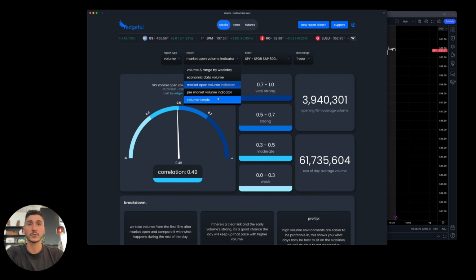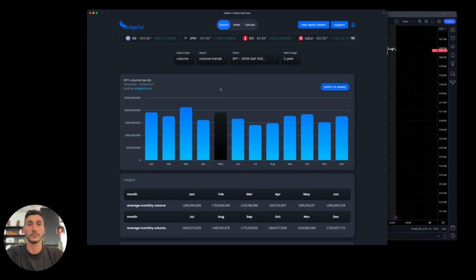The last one that I'm going to show you here is the volume trends. This is a little bit of a higher level report if you're a longer term trader maybe. But what this shows is the average volume by month. So you can see that July and August have the lowest volume on SPY of any month of the year. So probably because people are on vacation or whatever the reason, it doesn't matter. But there's likely going to be a lot choppier price action on these months.